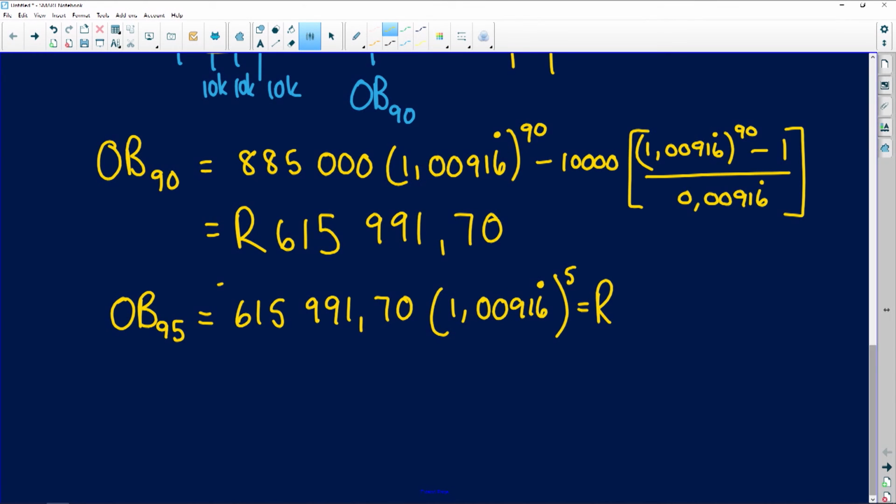Okay, remember, outstanding balance at 90 was calculated for 5 months. Nothing happened. 5 months interest period. So the loan value is going to be different. Our loan value now is going to be 644,747.34. You can see the difference here. Okay, it's close to 30,000 rand that was added in interest for that period where nothing happened. Now that is the new present value of this loan.